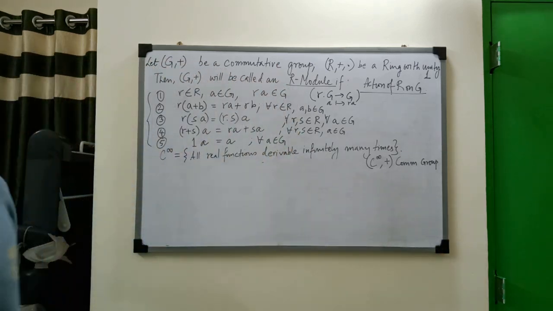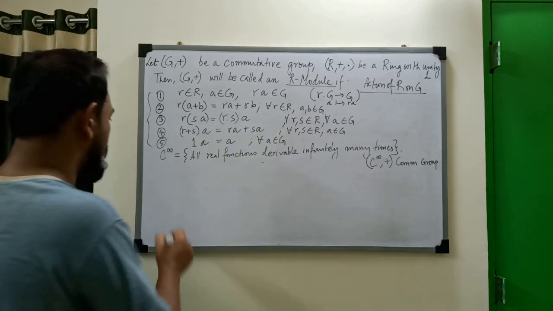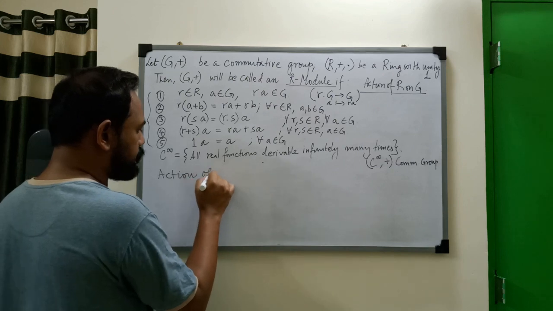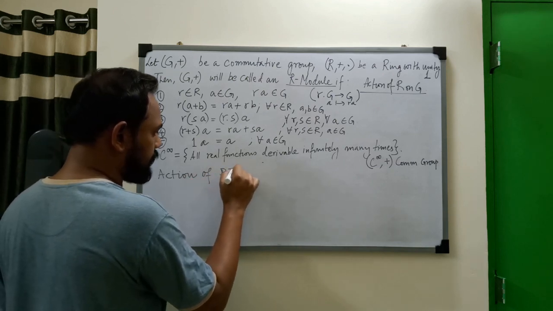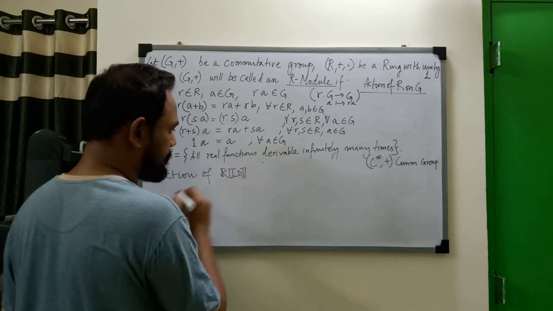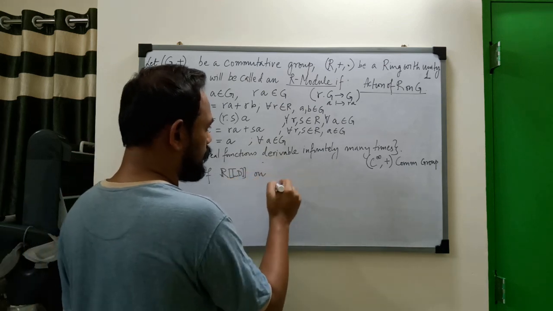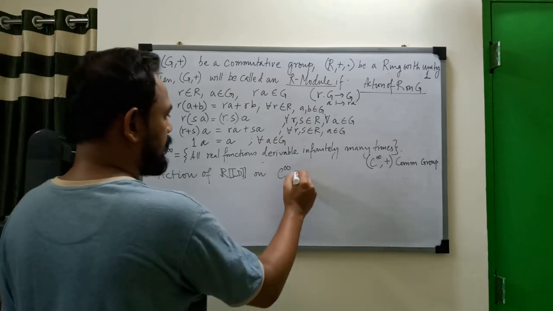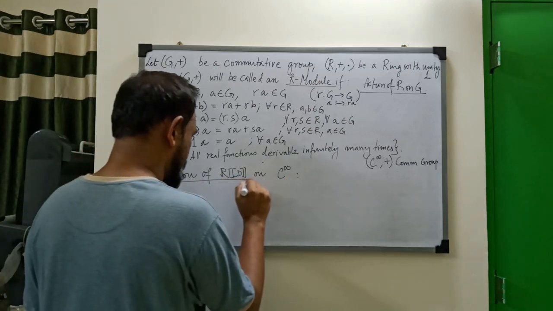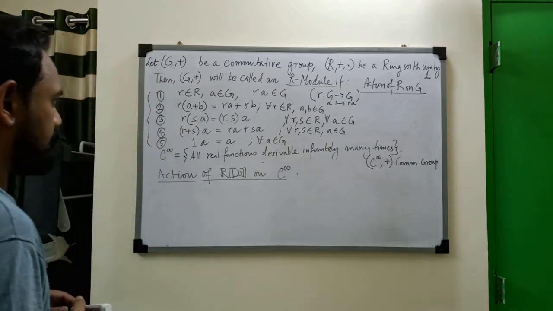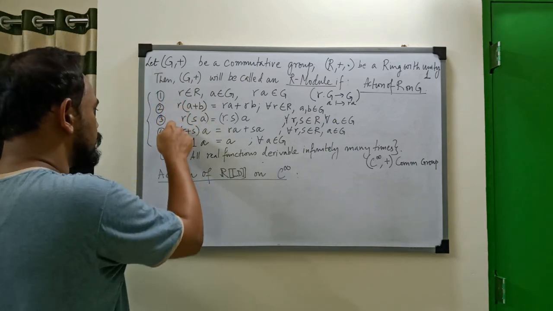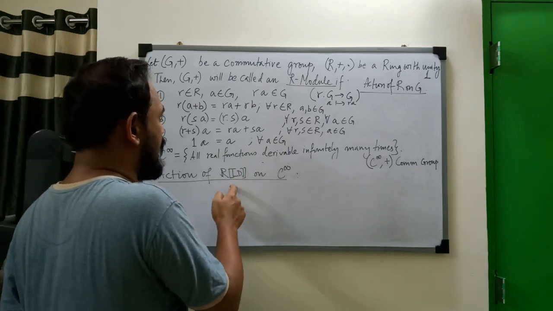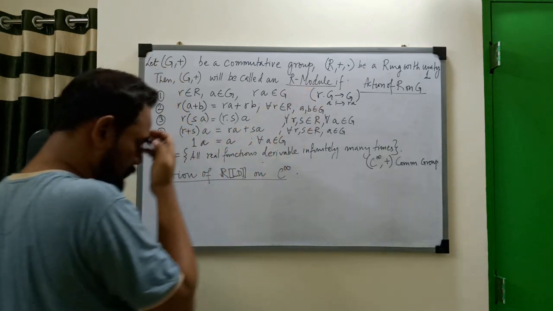I want to finally define an action. I want to define an action, and this will be the end. The action of this ring on this group. I'm going to define it, and again it will be up to the viewer to check that it follows all the 5 properties, and so C infinity will become an RD module, okay?